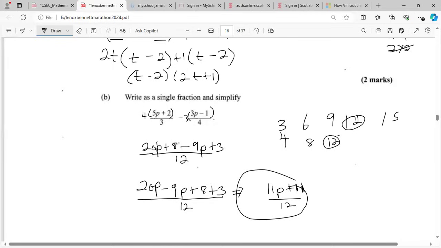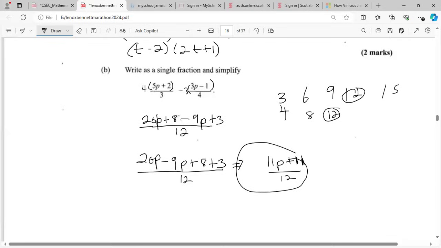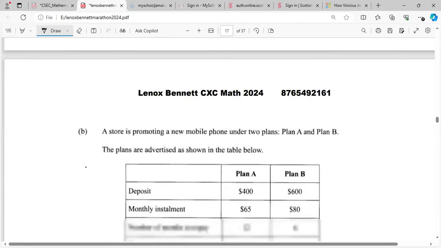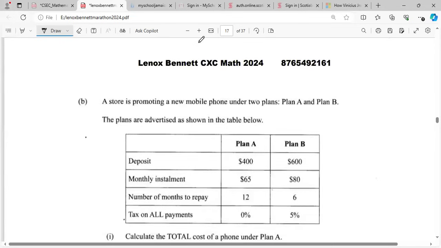And that is why CXC mark the way they do. Because they know that you can have a bad day and you make some little errors. But it doesn't necessarily mean you don't understand the concept. So you just have to prove to them that you actually understand what you are doing.